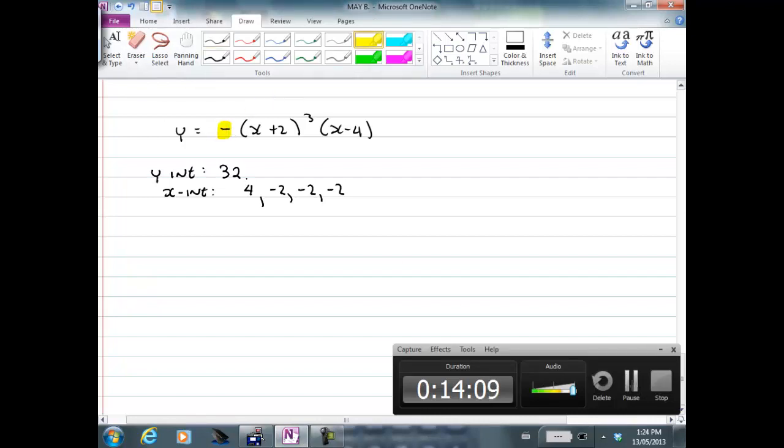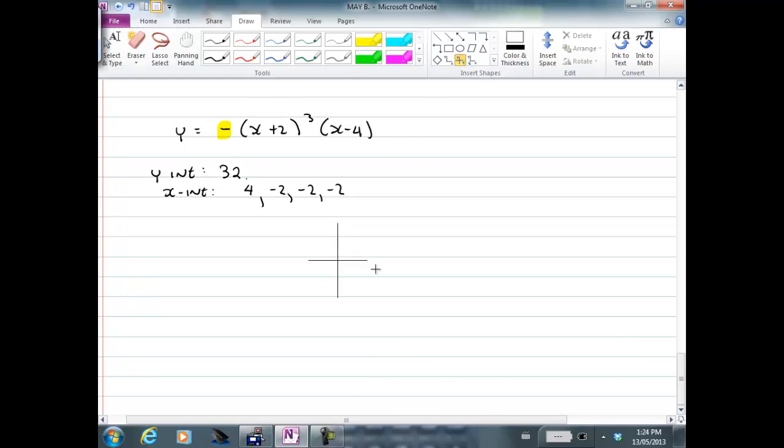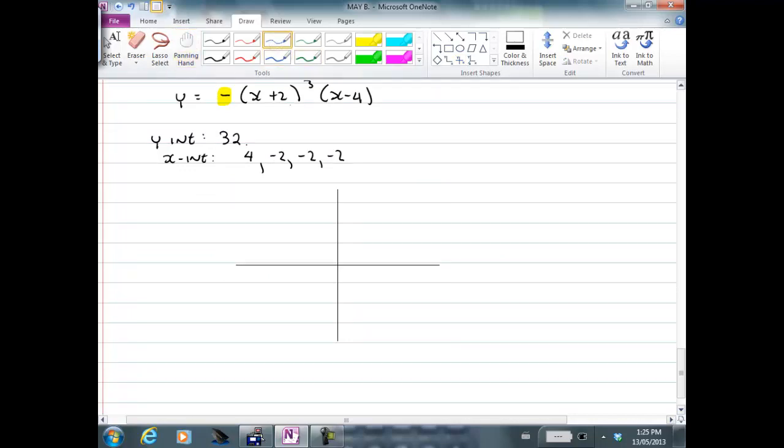So here we go. I have 4, -2, 32. Right off the bat, I know it has to look like an M shape somehow. But the key thing is this multiplicity of 3 at -2. And it doesn't look like an M, so here's what I'm going to do. I'm going up, and it drags along just a tad bit. That's where it drags. And all the way right through.